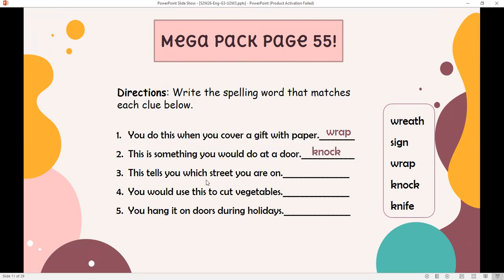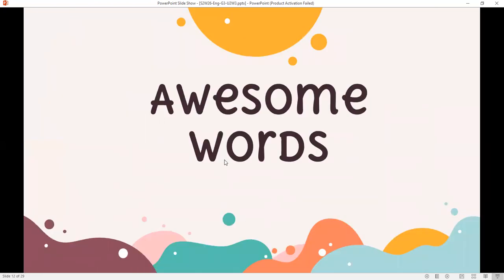Number 3, this tells you which street you are on. Okay, what do we call that on the streets? We call them signs. You would use this to cut vegetables. This is easy. It is a knife. You hang it on doors during holidays. This is wreath. Awesome words. Now we finished number 1, the phonics.